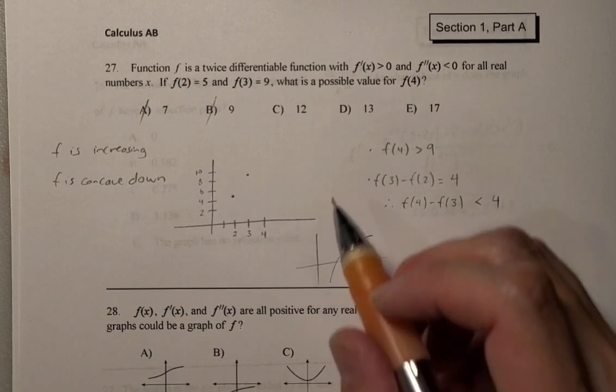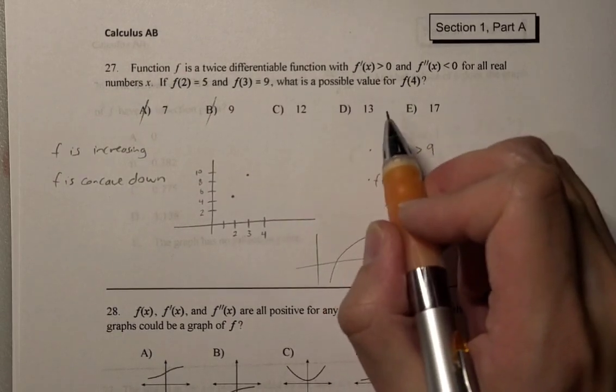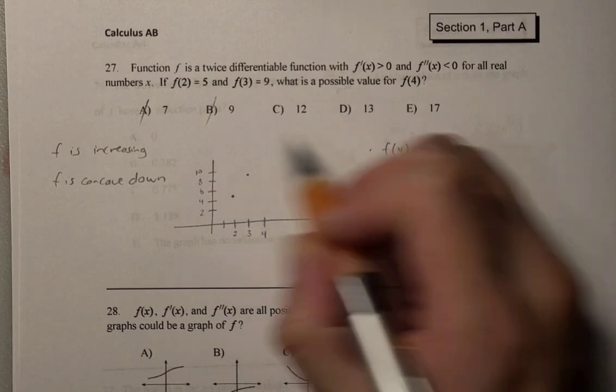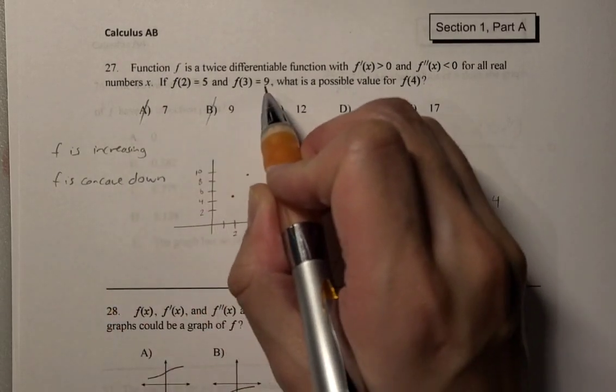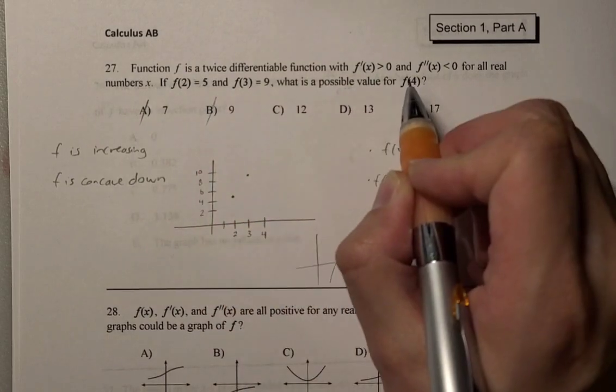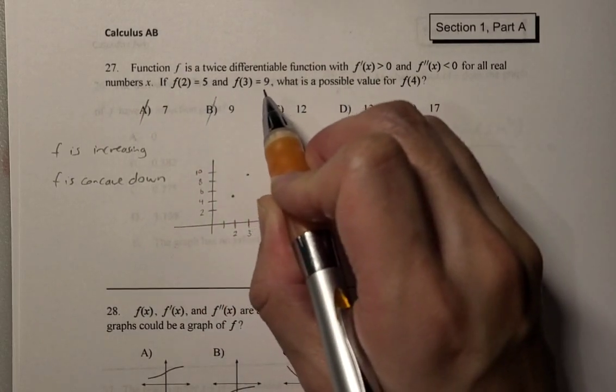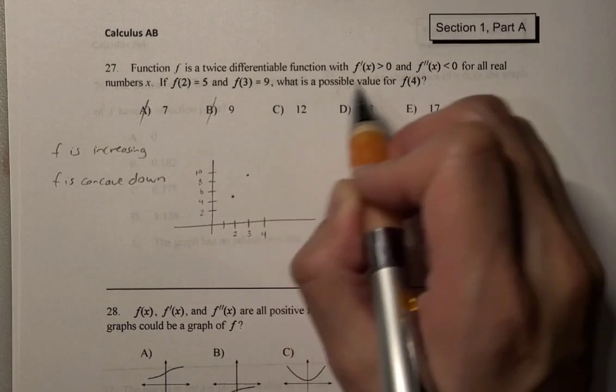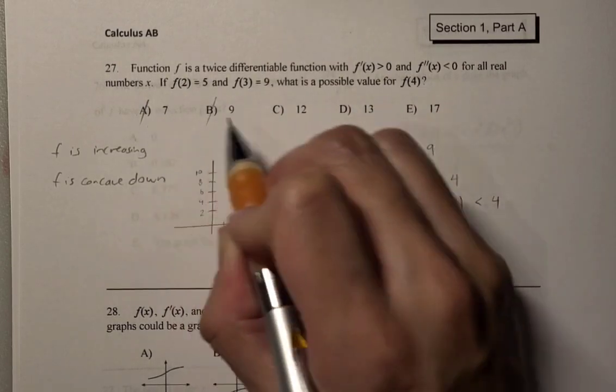So that's what I wrote over here. So f of 4, well, when we said f is increasing, it has to be greater than this point. All right? Because it's 2, 3, and then 4. Okay, so f of 3 is 9. So f of 4 has to be greater than 9. So that's why I eliminated those 2 one more time.